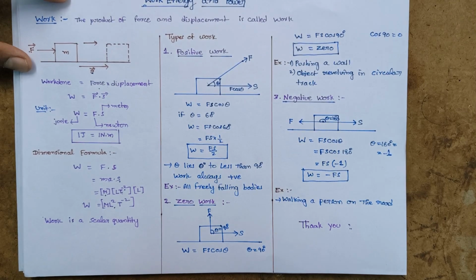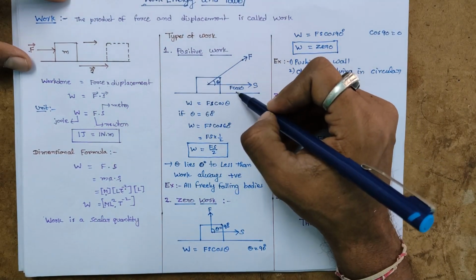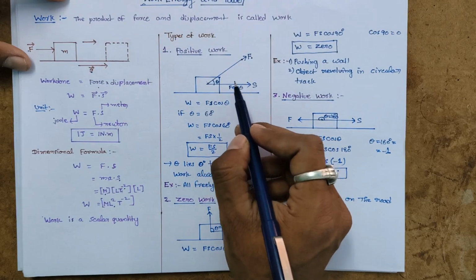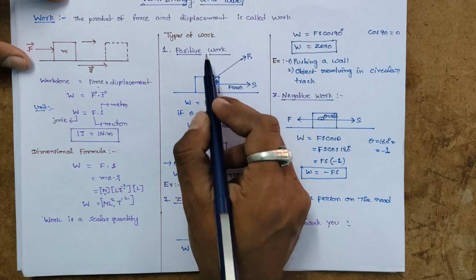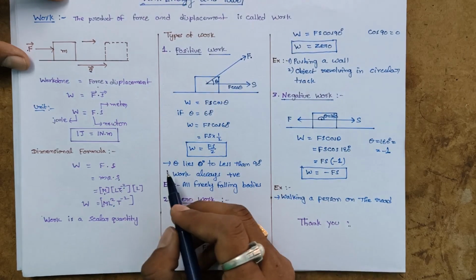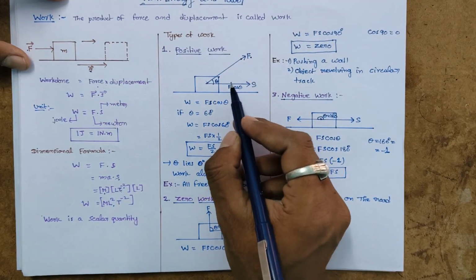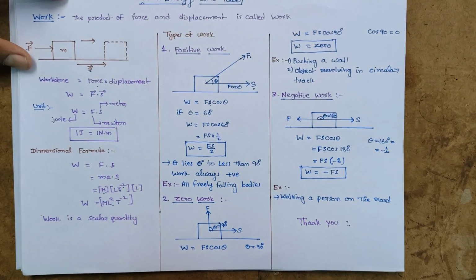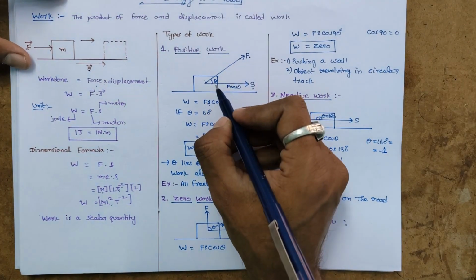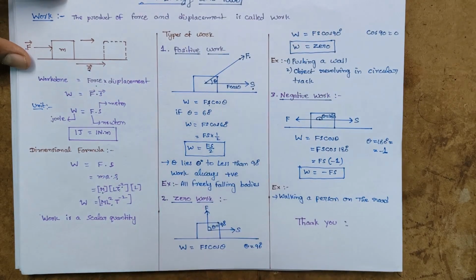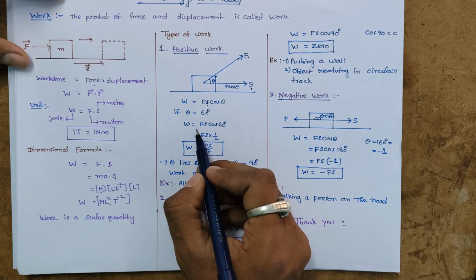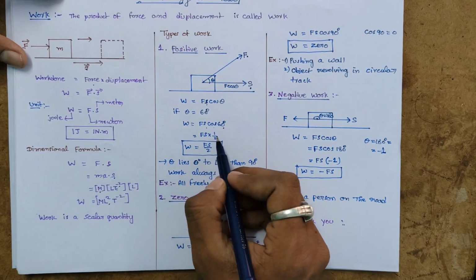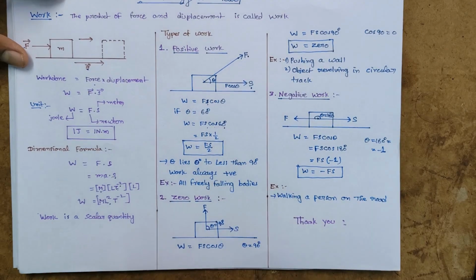We know the resolution of the vector: the force vector makes an angle theta, so the horizontal component is F cos theta and the perpendicular component is F sin theta. The force component F cos theta is along the direction of the displacement. So work done is equal to F cos theta into s. Let us assume the angle theta is equal to 60 degrees. Substituting, W is equal to Fs cos 60. The value of cos 60 is 1 by 2, so Fs into 1 by 2, that is Fs by 2.